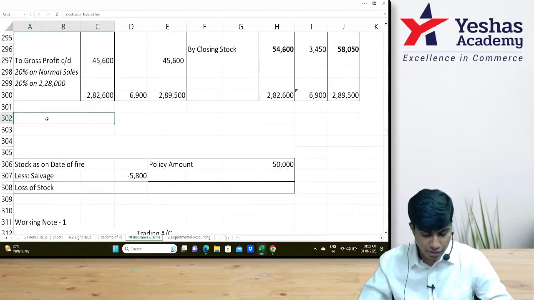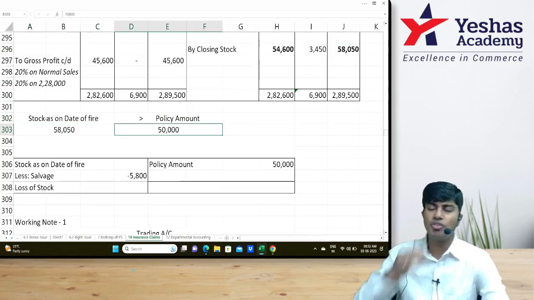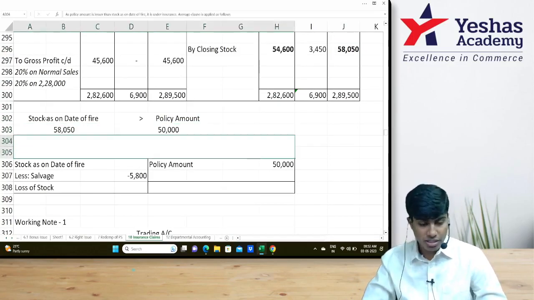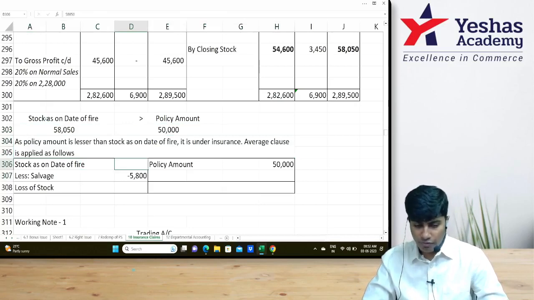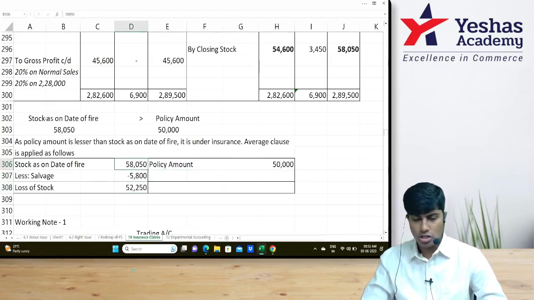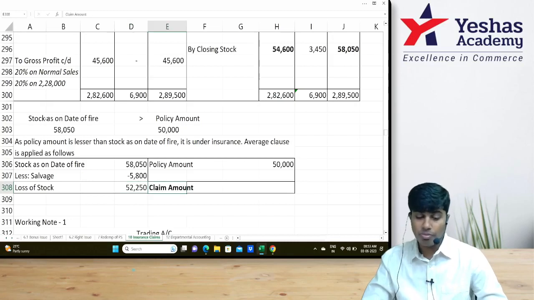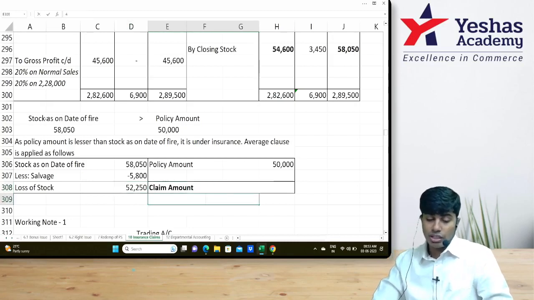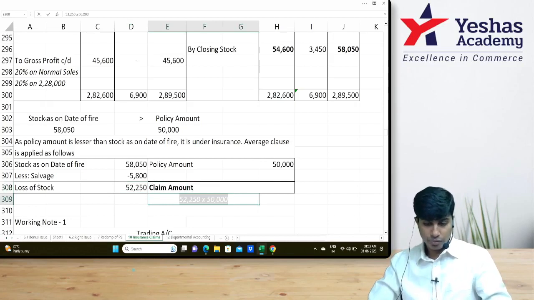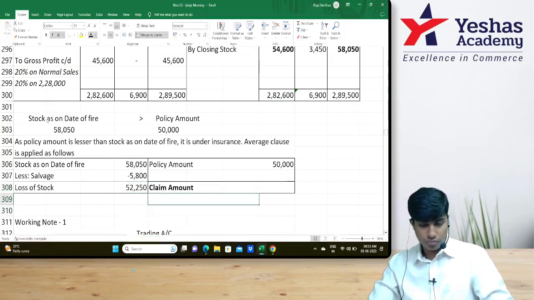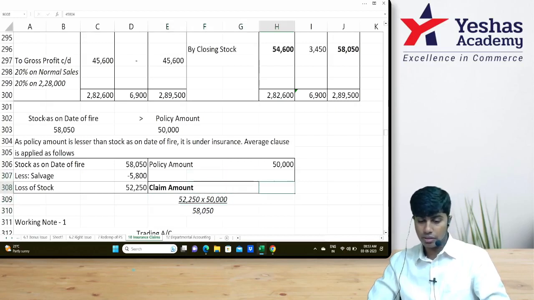Okay, let us do comparison. Is there under insurance? Policy amount is 50,000. Yes, there is under insurance. Policy amount is lesser, no? So cross multiply: 58,050 minus 5,800, 52,250. They have taken only 50,000 insurance. So if it is 52,250, claim amount will be 52,250 into 50,000 divided by 58,050. How much do we get? 45,004 is the claim amount.